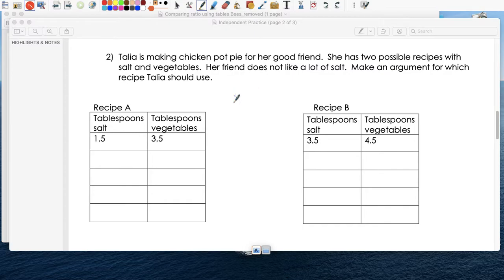It's bueno, torta. All right, she's making a dish, and she has two possible recipes with salt and vegetables. Aquí está escrito, her friend does not like a lot of salt. Make an argument for which recipe she should use.